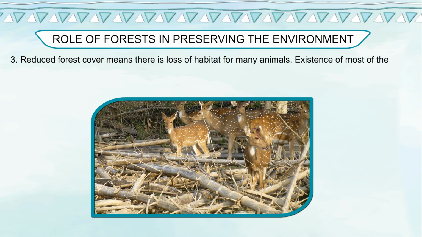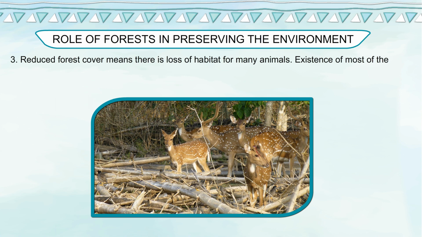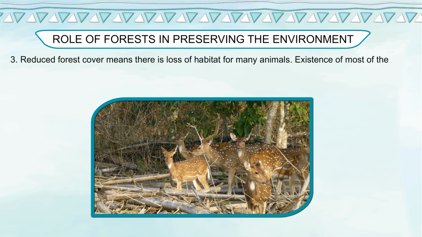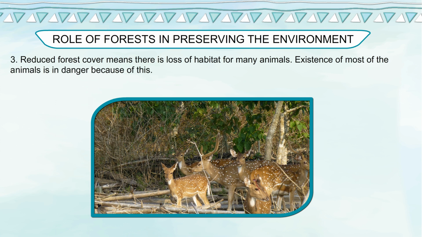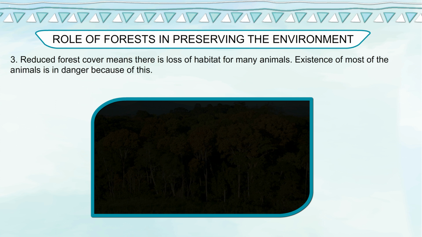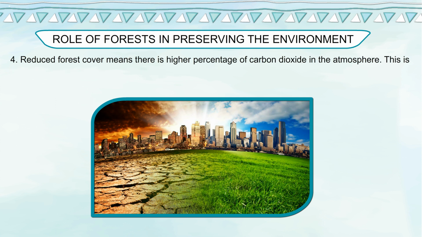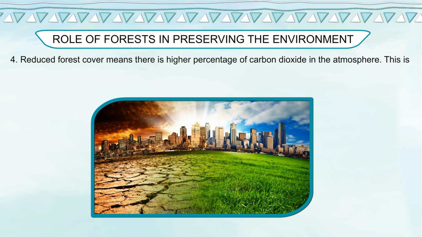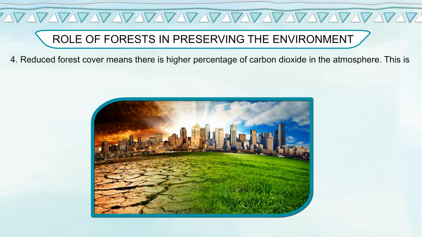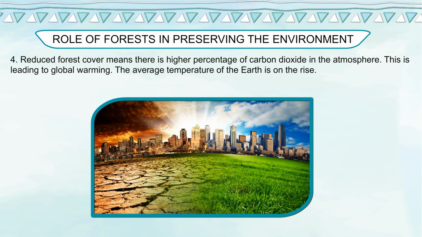Reduced forest cover means there is loss of habitat for many animals. Existence of most of the animals is in danger because of this. Reduced forest cover means there is a higher percentage of carbon dioxide in the atmosphere. This is leading to global warming. The average temperature of the earth is on the rise.